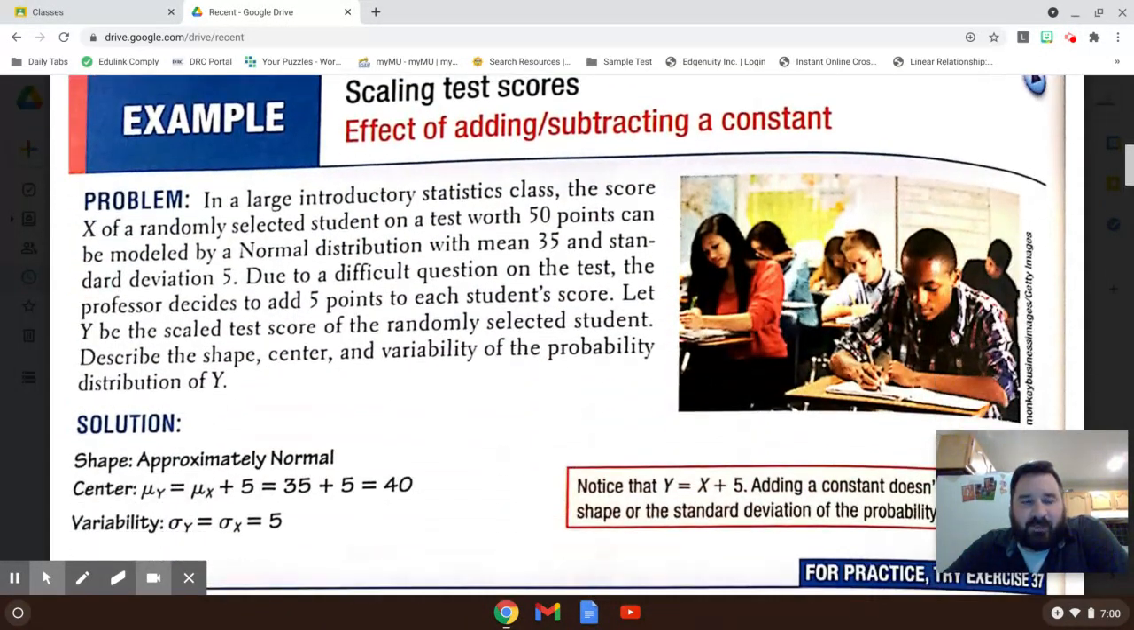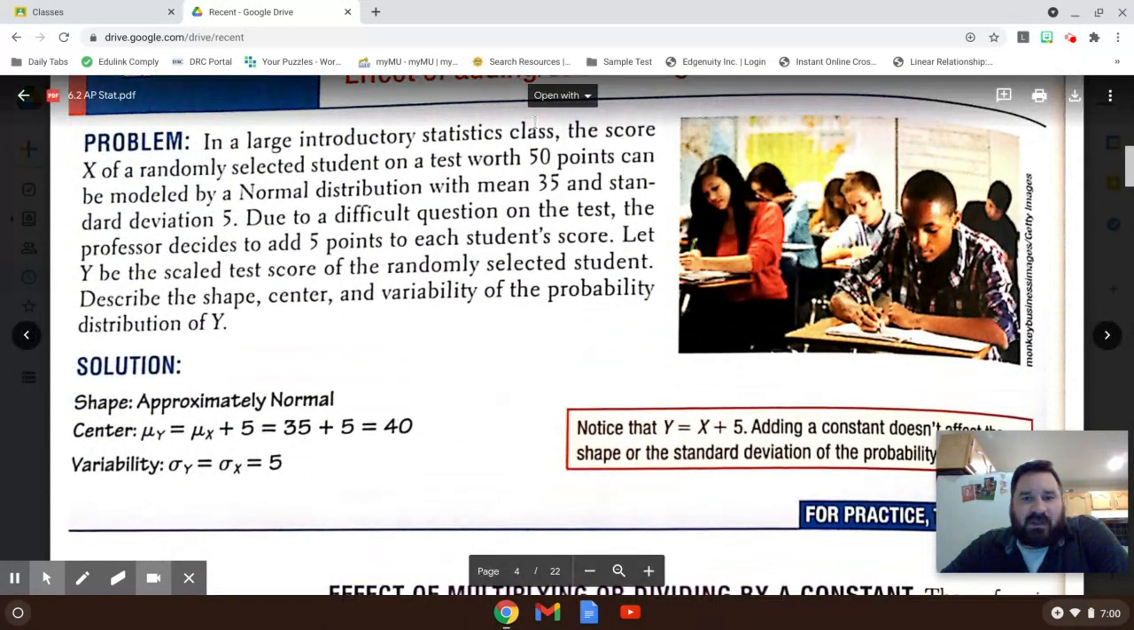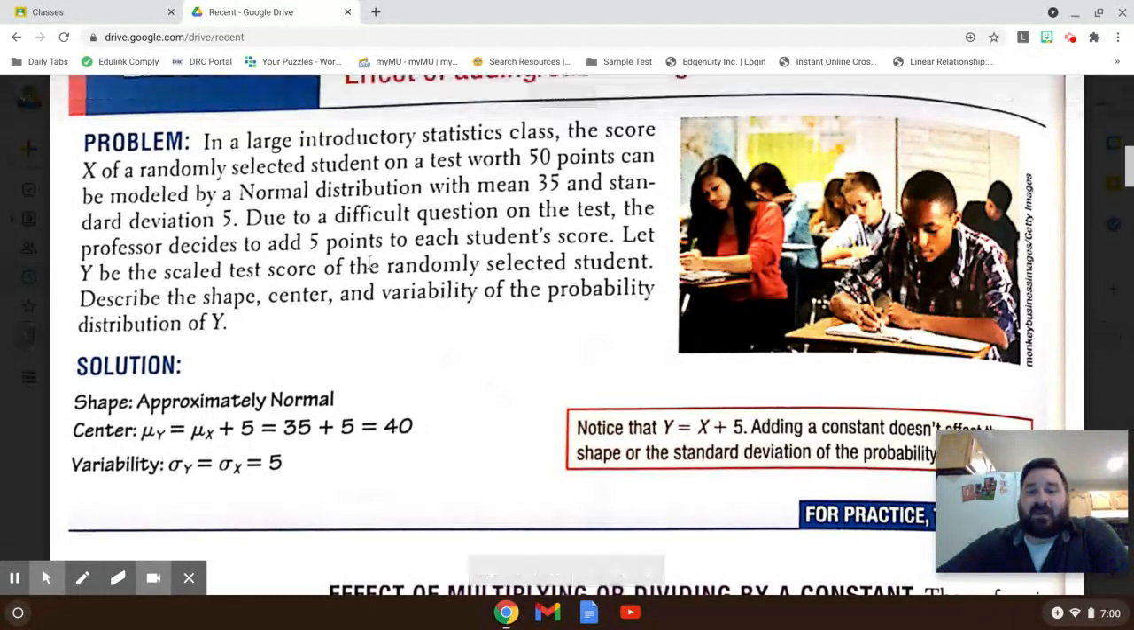Here's an example. In a large introductory stats class, the score X of a randomly selected student on a test worth 50 points can be modeled by a normal distribution with a mean of 35 and standard deviation of 5. Due to a problem with a question on the test, the professor decides to add 5 points to each student's score. Let Y be the scaled test score of the randomly selected student. So this is like our adjusted or curved score.